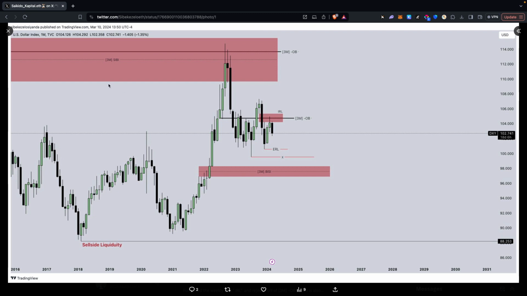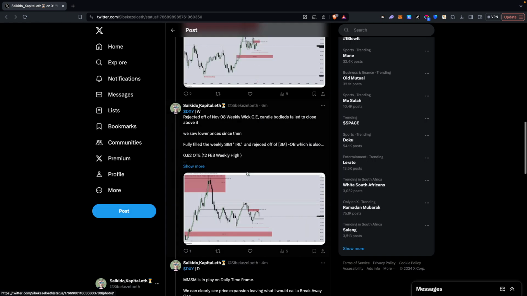Okay, so I'm yet to release a video on quarterly shifts, but obviously here you can see that we actually respected that CB, which is in a form of internal range liquidity. So now we have external range liquidity as our draw. Okay, I'm just gonna make this quick. Just make sure you go over to my X and you read this thread because I just created it just now.